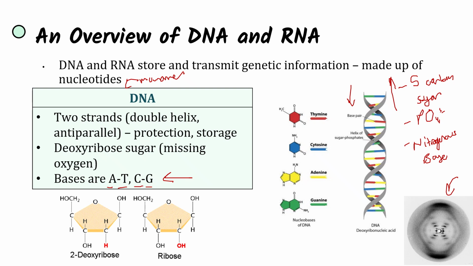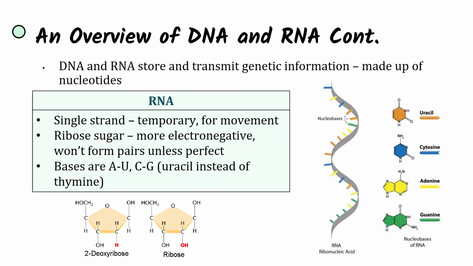And then the type of 5-carbon sugar we're looking at is deoxyribose, whereas RNA is going to have ribose. On the other hand, RNA only has a single strand. That makes it easier to move out of the nucleus for its functions that we'll discuss in future videos, and it's a very temporary molecule. It's going to have a ribose sugar, and because this ribose sugar contains the oxygen in the hydroxyl group, unlike the deoxyribose, which is missing an oxygen, it is now more electronegative.